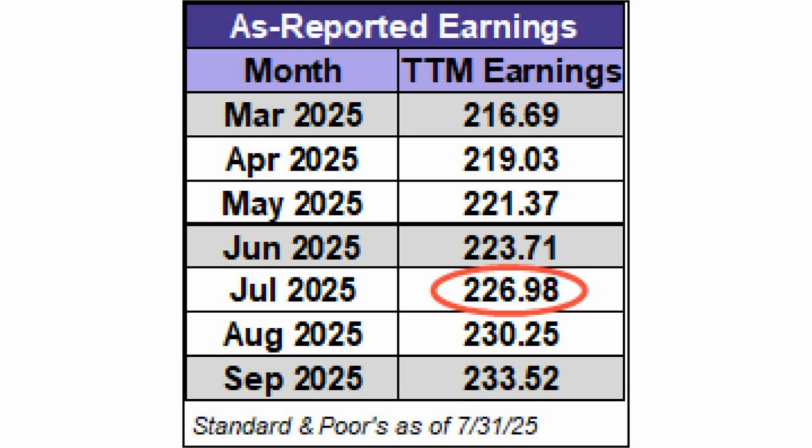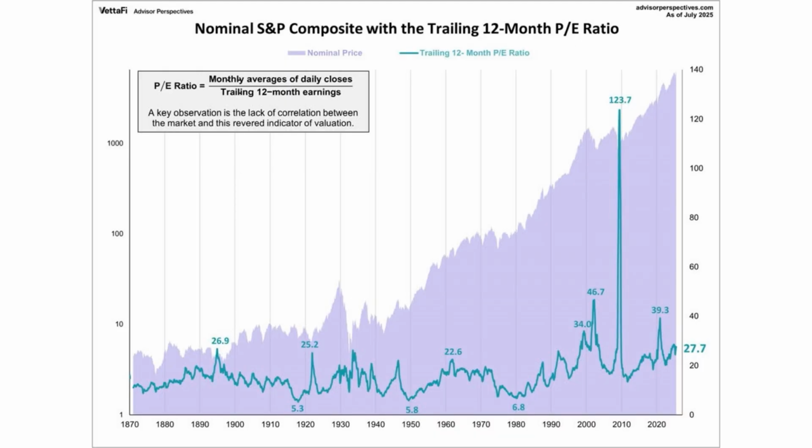First, let's look at the conventional TTM PE ratio. It's calculated by taking the current price of the S&P 500 and dividing it by the earnings from the past 12 months. This table here shows the trailing 12-month earnings, which are a combination of reported numbers and S&P's own estimates for the upcoming quarters. You can see the earnings for July 2025 were at $226.98. At the end of July, the trailing 12-month PE ratio was at 27.7.